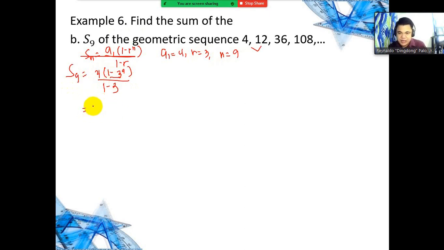So, therefore, we have 4 times negative 19,682 over 1 minus 3, which is negative 2. Okay, so the next thing that we're going to do is to multiply the numerators. 4 times negative 19,682.